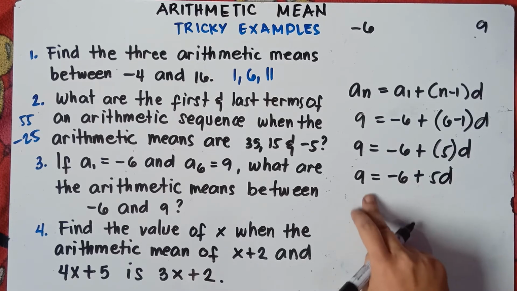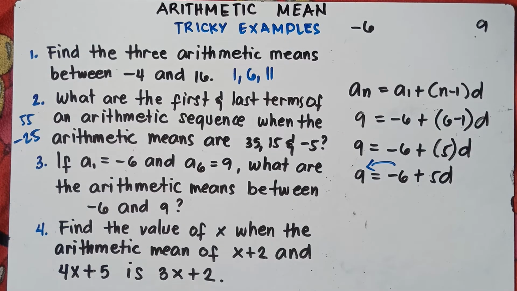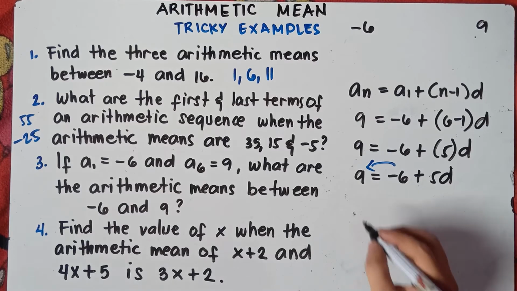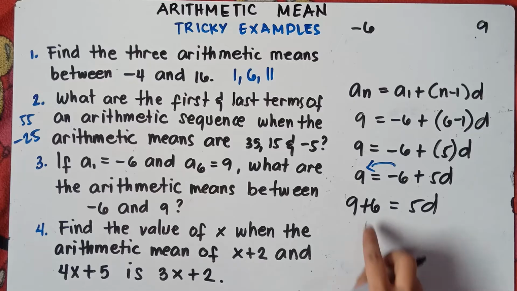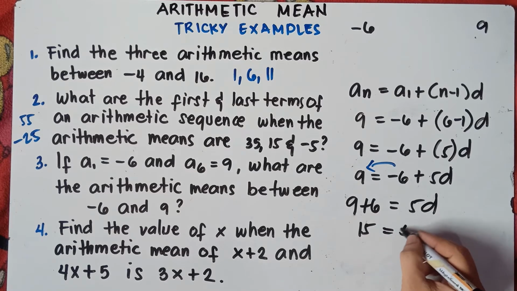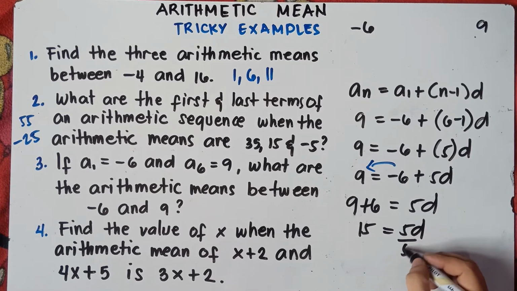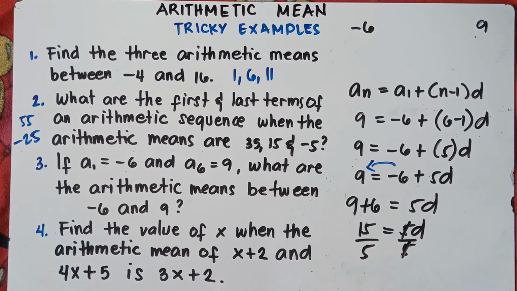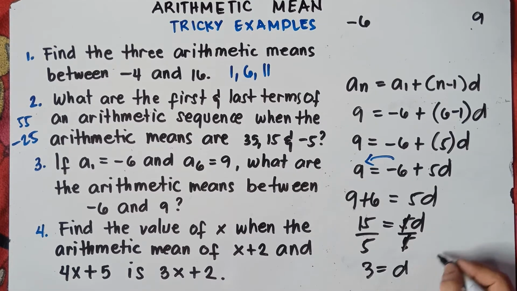So we transpose this -6 from right to left. And once we transfer a term, you change the sign, class. You always change the sign. So this will be 9 plus 6 equals 5D. So 9 plus 6, that is 15, equals 5D. And to get the value of D, you divide both sides by 5. 15 divided by 5, that is 3, equals D. That's the same, class, as D equals 3. 3 equals D is just the same as D equals 3. So the common difference is 3.